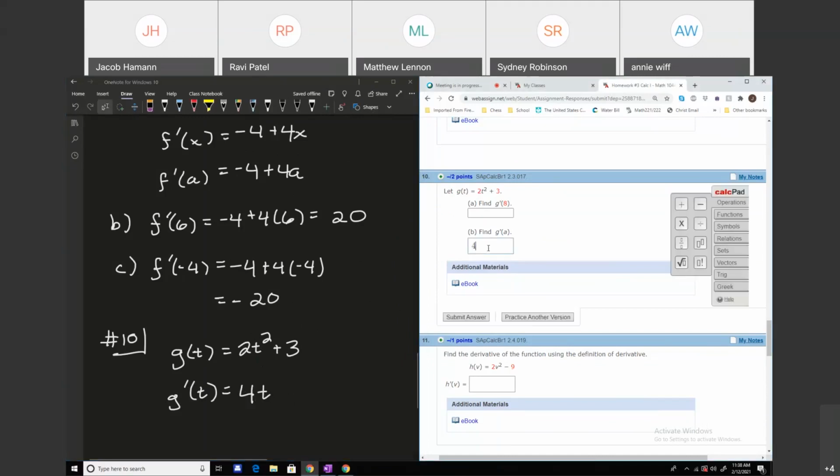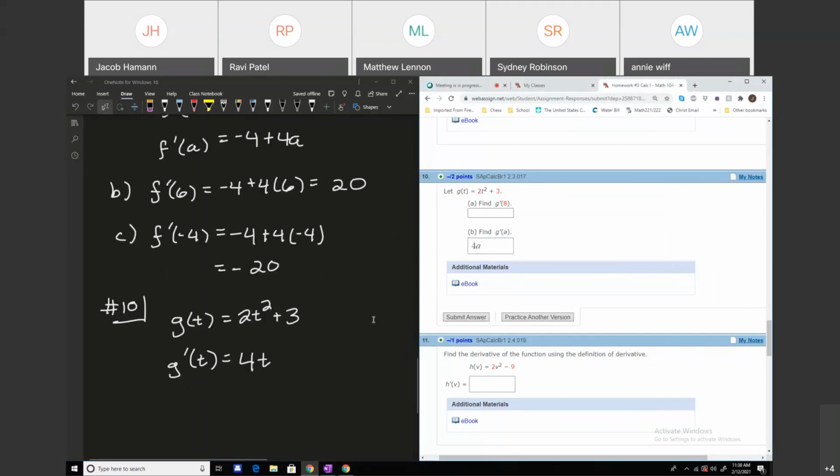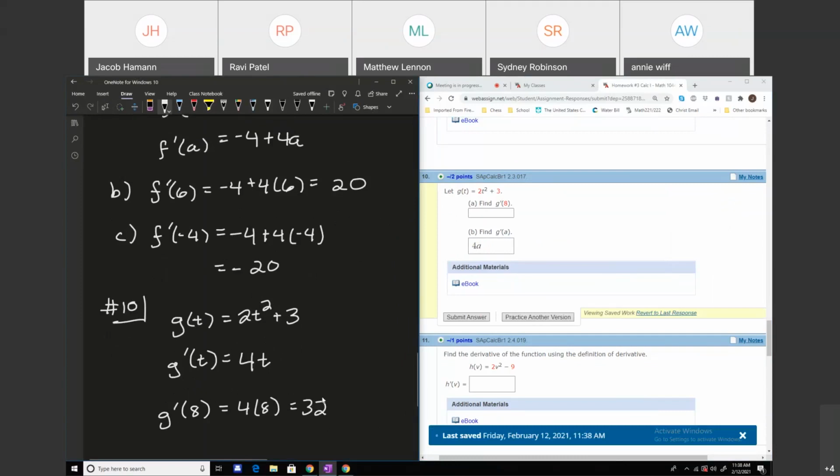So that's basically part B. It would be the same for A, they're using t instead of a. And then when you're doing g prime of 8, you just change t to 8. So that comes out to 32.